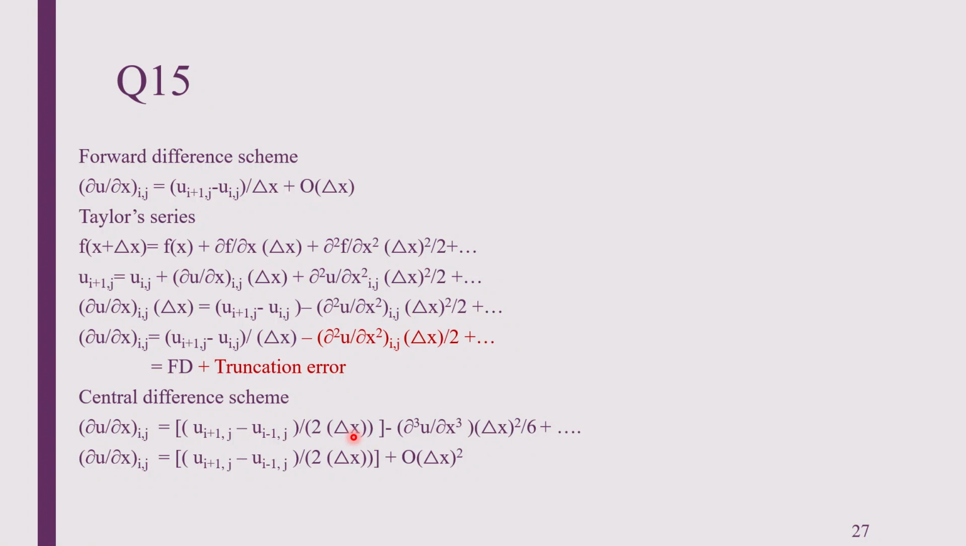And what other terms have we neglected? We have neglected ∂³u/∂x³ into Δx² by 6. Since we have neglected all the other terms, we denote it as order of Δx². So this is a second order equation. So this is a first order equation. This is a second order equation.